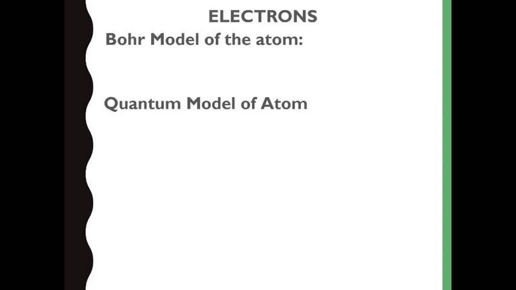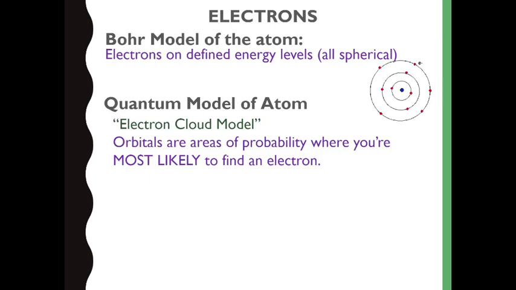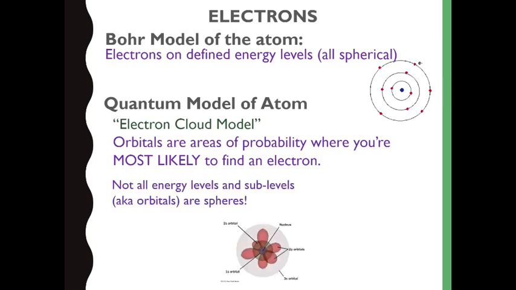So remember about the electron. Originally, or really one of the more modern ideas, was the Bohr model of the atom, where we had electrons on defined energy levels. And the thing that was wrong with that was that Bohr's model had all spherical orbitals. The quantum model of the atom, which Mr. Heisenberg helped us develop, which we also called the electron cloud model, figured out that orbitals are really just an area of probability where you're most likely to find an electron, and also very importantly for us, not all of those energy levels and sublevels, those orbitals, are spheres.